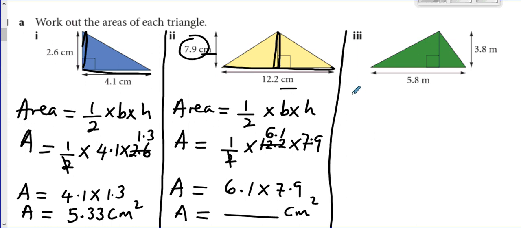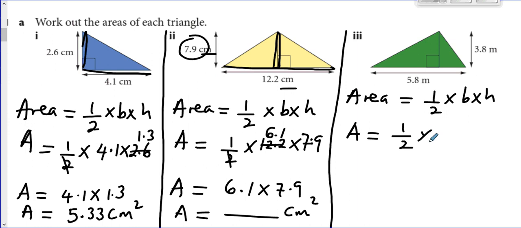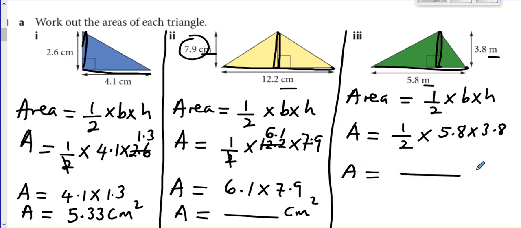Now for this one here, you use the same formula. Area equals 1 over 2 times base times height, and this area will be equal to 1 over 2 times the base, that side there, which is 5.8, times the height. How high the triangle is will be 3.8. Okay, so this is meter and that is meter, so the area will be in meter square. Now go ahead using a calculator, but before that, let me simplify. By 2, this is 1. By 2, this will be somewhere around 2.9.